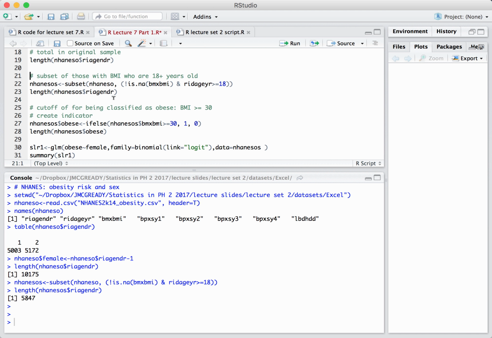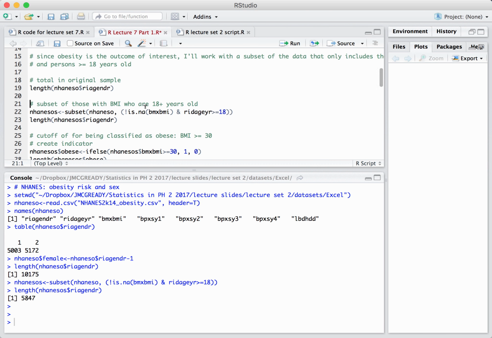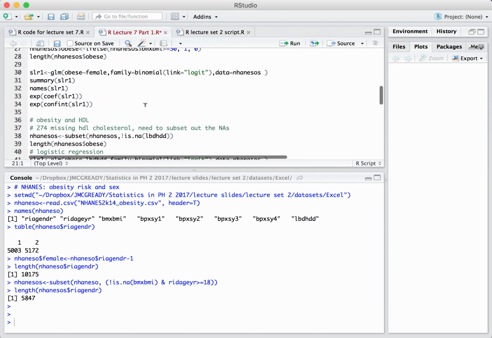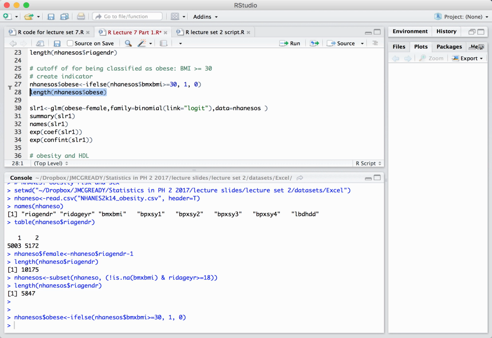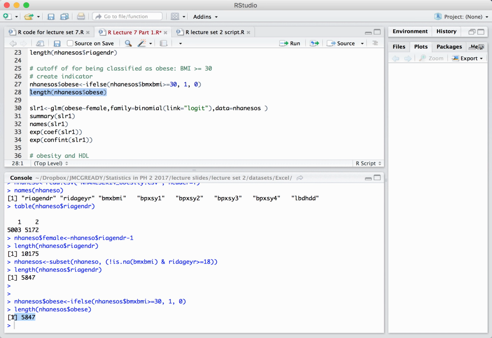And so we should have values for everyone. Let me do that again here, and we have the 5,847 values. We haven't added or taken any away, so that makes sense.